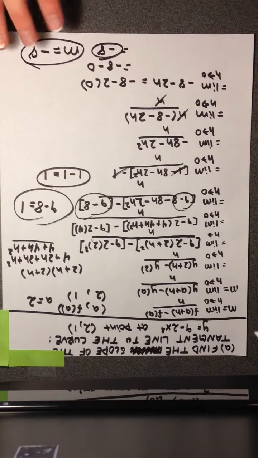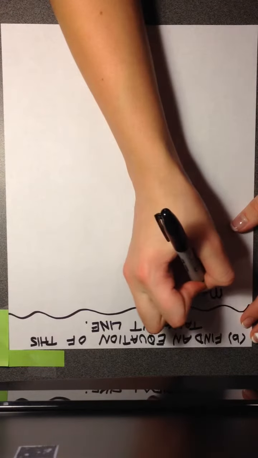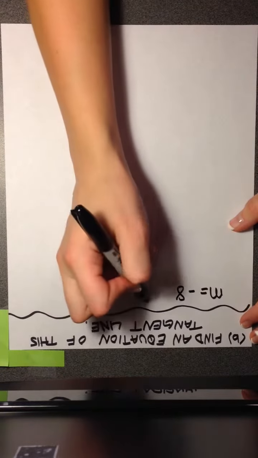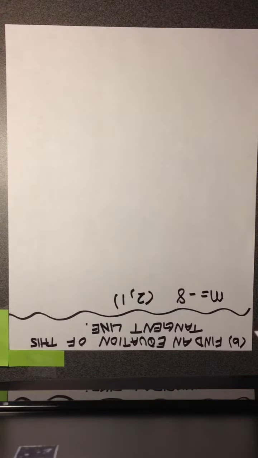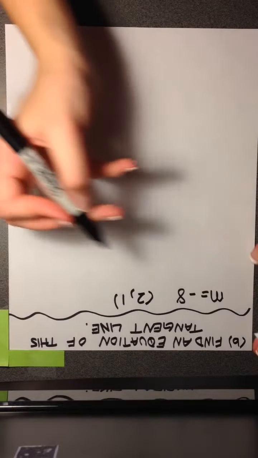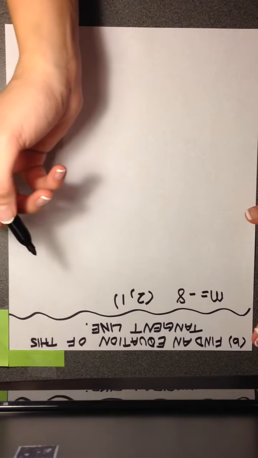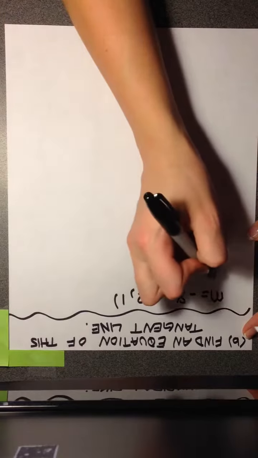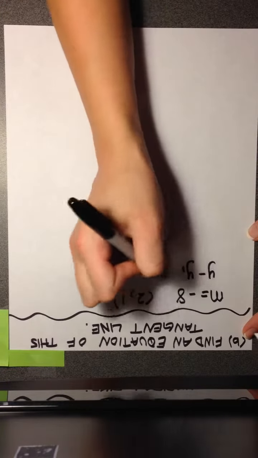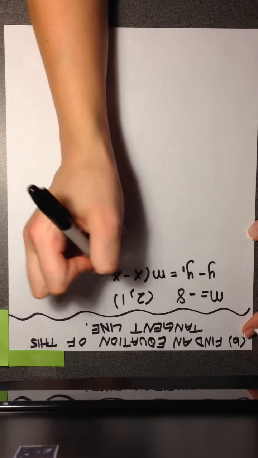We can use that to get the next part of the problem. We just found out that the slope was negative 8, and we have our point (2, 1). Now, all we have to do to find the equation of this tangent line is use the point-slope formula for a line. So we use y minus y1 equals slope, or m, times x minus x1.